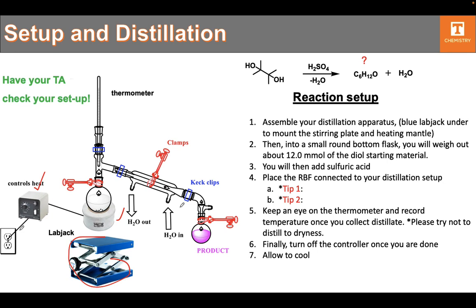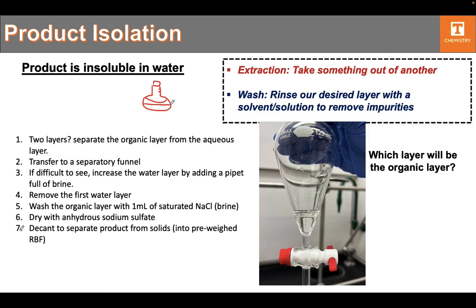You will then want to make sure that you keep an eye on the thermometer and record the temperature once you start collecting distillate. One last thing is that you don't want to distill to dryness, so look at your round bottom flask so that nothing burns. Once you're done, you want to turn off the controller and also adjust the lab jack and set it down so that your round bottom flask stops heating.